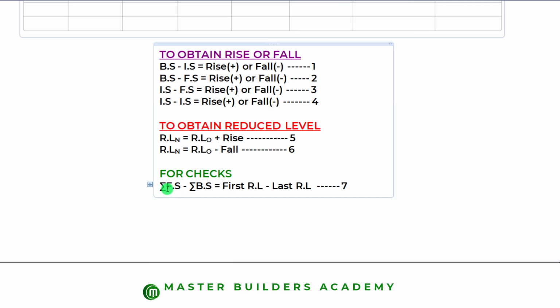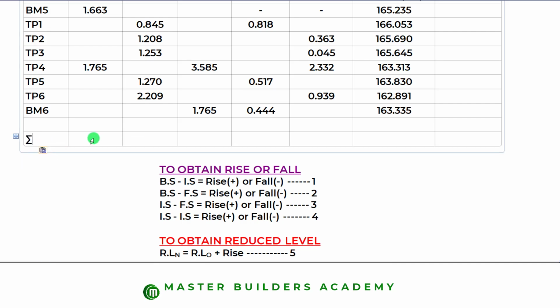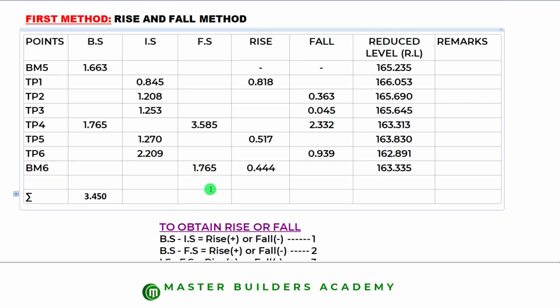So let me get this summation sign. So if we come here, so this is the summation. So we sum up the back side, and if we sum up the back side as we have it, this will give us 3.450. And then if we sum up the fore side like we have here again, this will give us 5.350. All right, so this is the summation of the values that we have here.